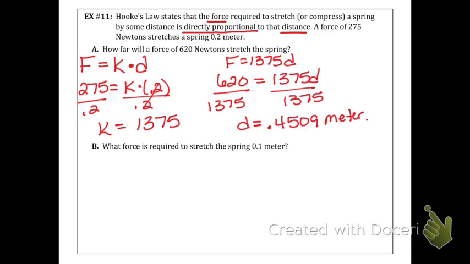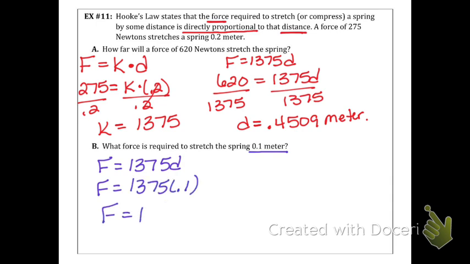All right, B says what force is required to stretch a spring 0.1 of a meter. So this is our distance. Well, we still know our equation is still the same. F equals 1375 D. But now I know the distance is 0.1. So 1375 times 0.1. So the force is 137.5, and force is measured in newtons.